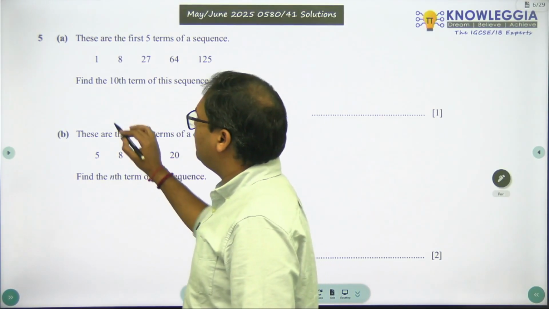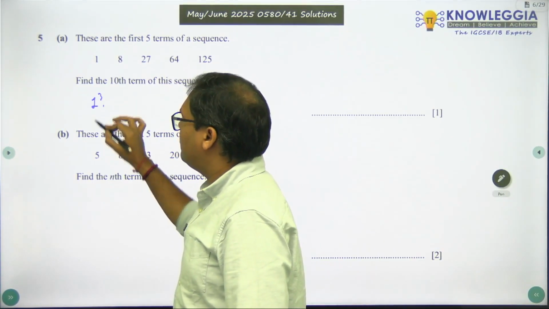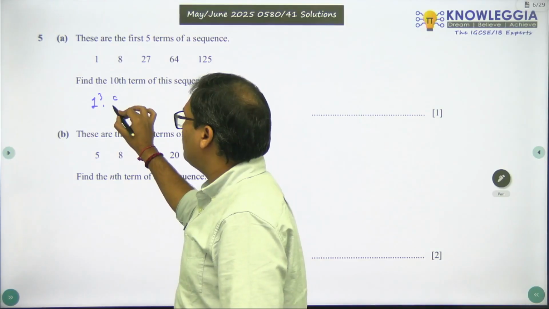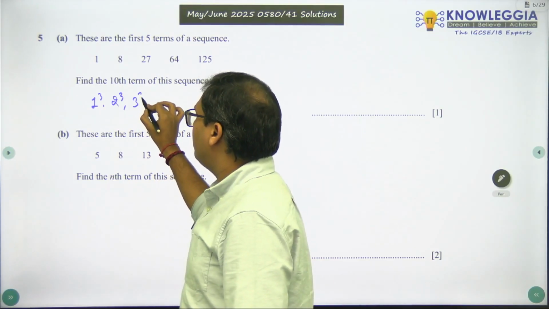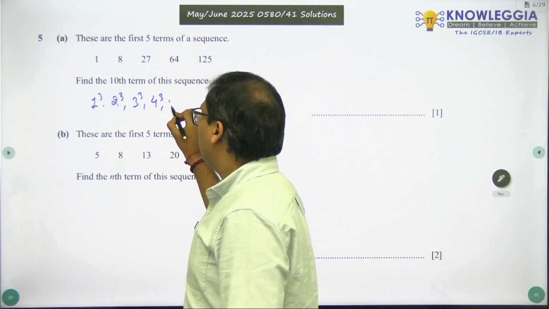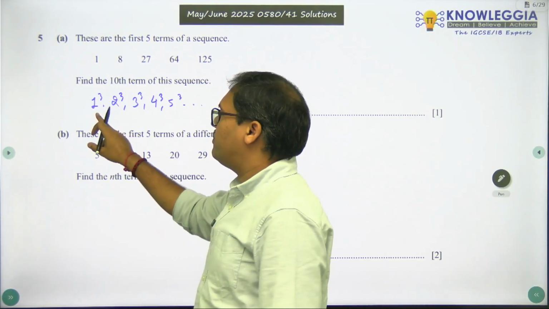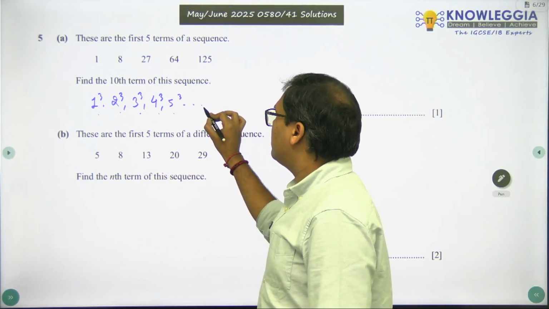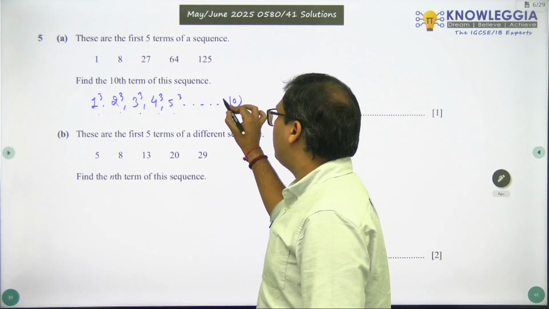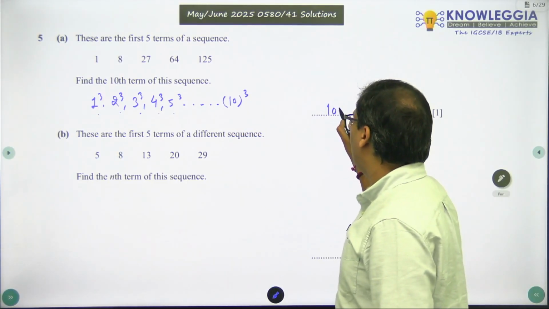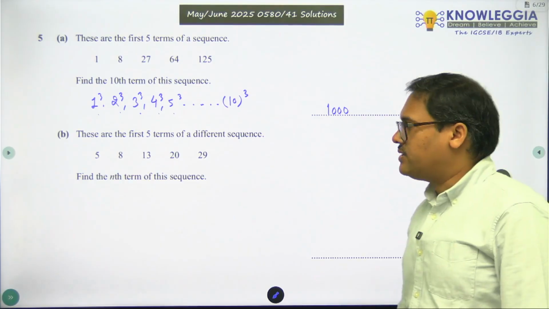You can clearly see this is 1 cube. What is 8? 8 is 2 cube. This is 3 cube, this is 4 cube, and this is 5 cube. So this is the first, second, third, fourth, fifth. So the 10th term of this will be 10 cube, which is 1000. That is the answer for this question.